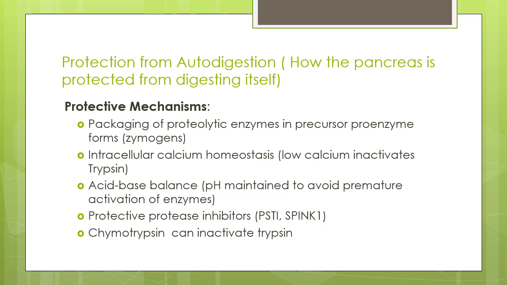Autodigestion is prevented by the following mechanisms. First, proteolytic enzymes are packaged in precursor form called zymogens. Second, intracellular calcium homeostasis is achieved. Third, acid-base balance. Fourth, you have protective protease inhibitors. Fifth, chymotrypsin, which can inactivate trypsin, is present.